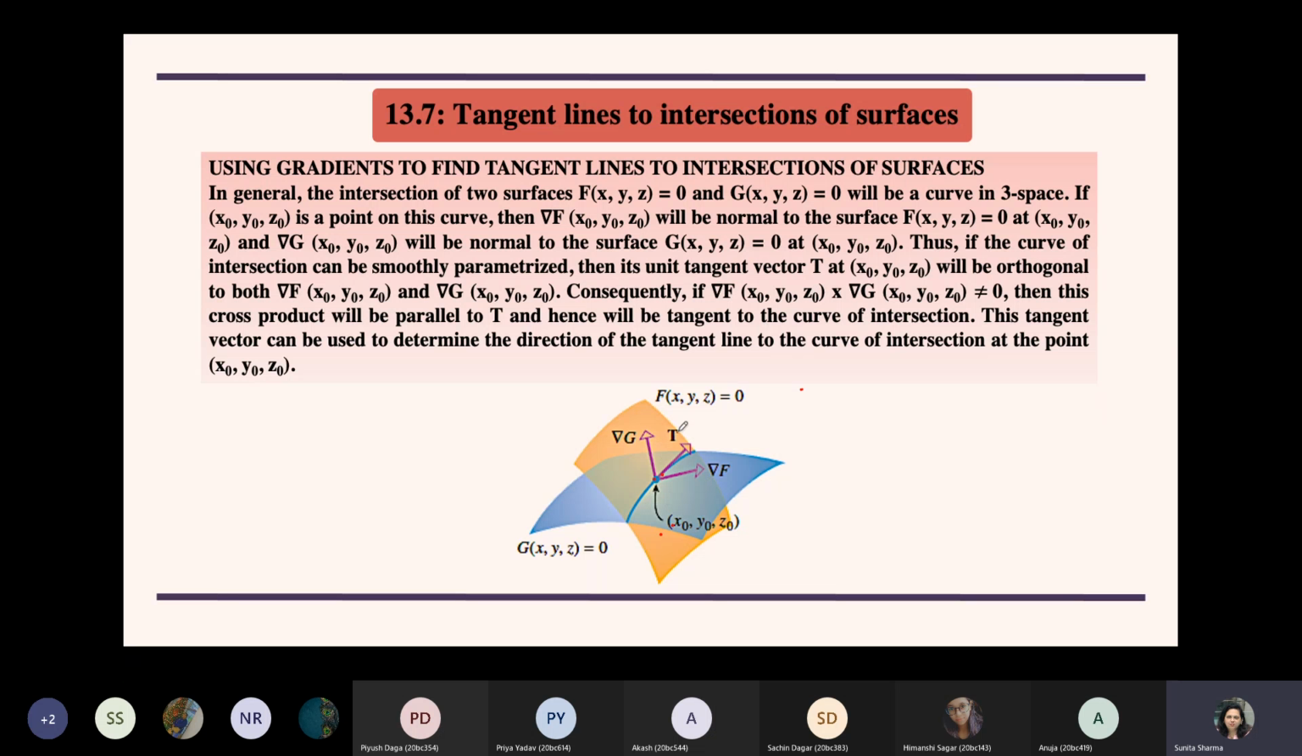Once we find the direction of the tangent line, then we can use the formula that the equation of the tangent line is given by the specific point plus t times the direction. This will give you the parametric representation of the tangent line to the curve of intersection. Not just any curve, but to the curve of intersection.